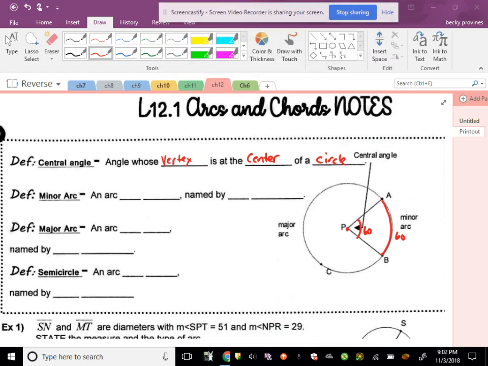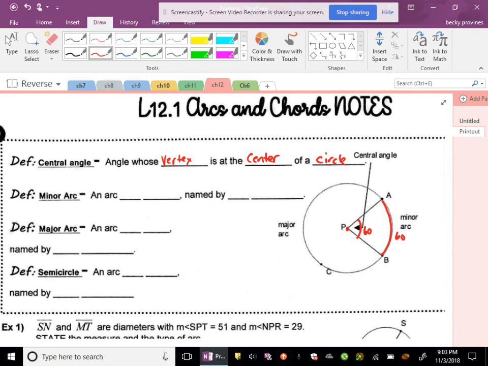Hey, today we're going to go over lesson 12.1 about arcs and chords of circles. And we're going to start with some vocabulary. So the first one is about a central angle. A central angle is just an angle where the vertex is at the center of the circle.